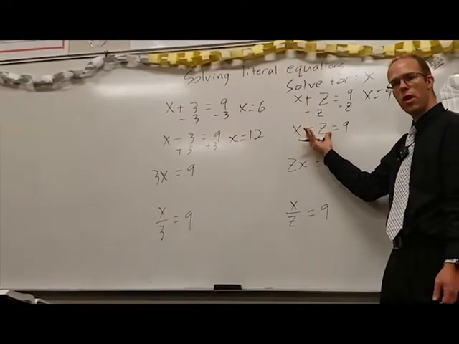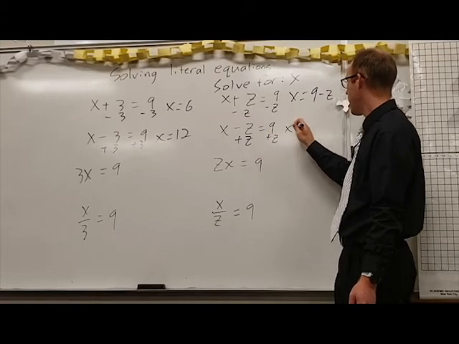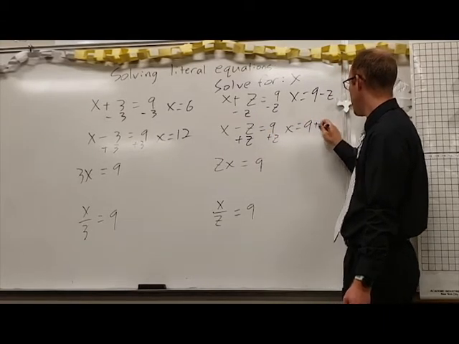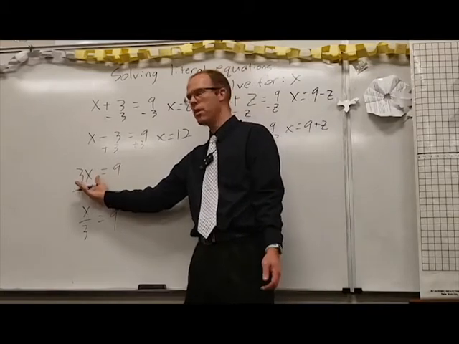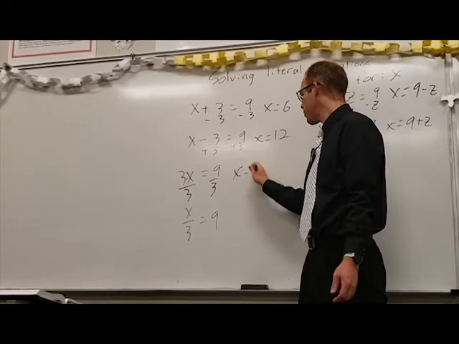Over here we have subtraction. We're going to undo that with addition. And that gives us x equals 9 plus z. Over here we have multiplication. We're going to undo that with division. So we get x equals 3.